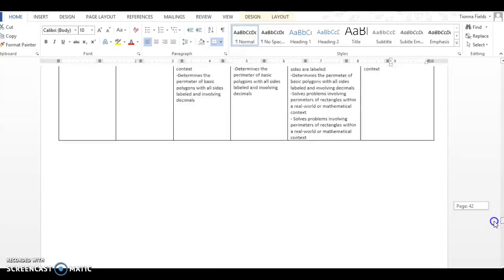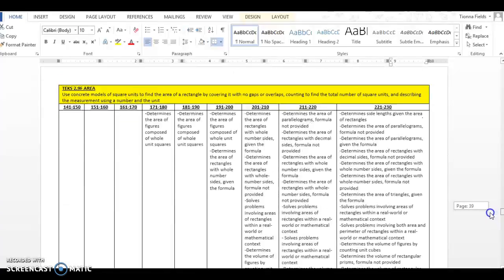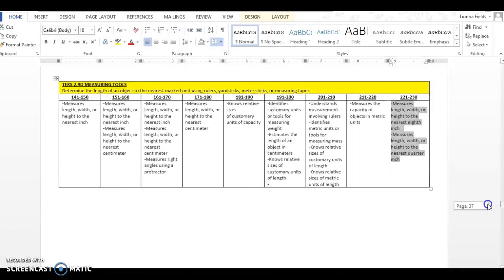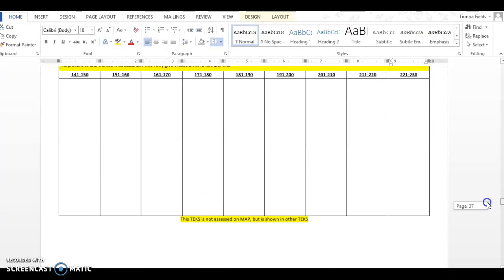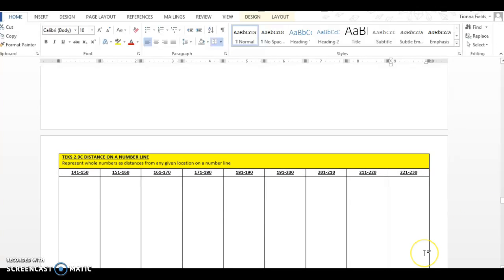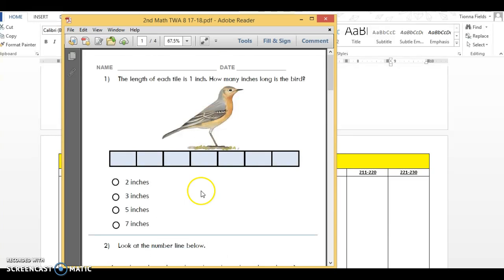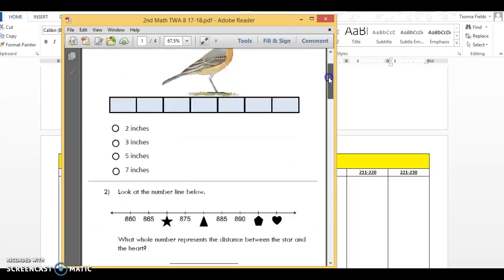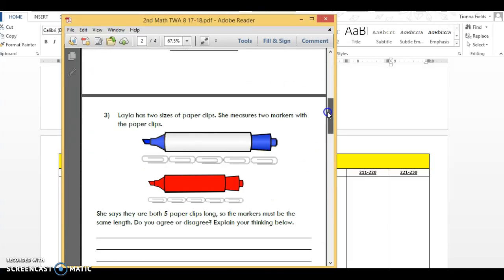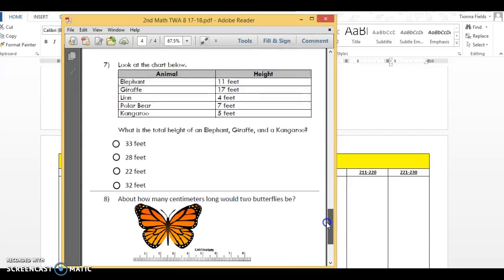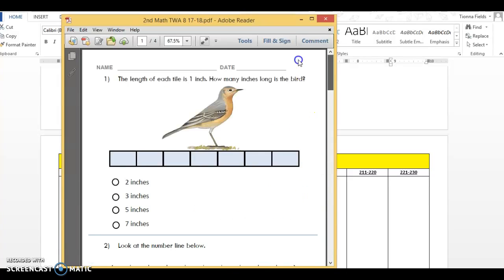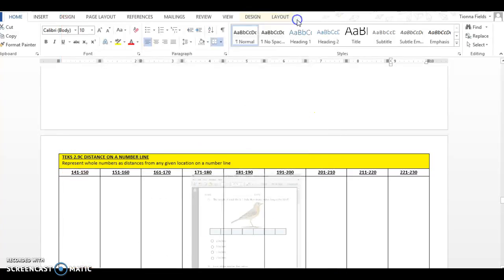And I think there's one concept this unit that's not tested on MAP. I believe it's number lines. We have to teach number lines, but it's not a MAP tested concept, so keep that in mind. Also, TWA 8, once again, it is out, so you can go and look at that. Don't teach to the test, but know what it looks like, so you can make sure that you're giving your scholars all the information that they need to be successful, and that your teaching is aligned with what the expectation is.